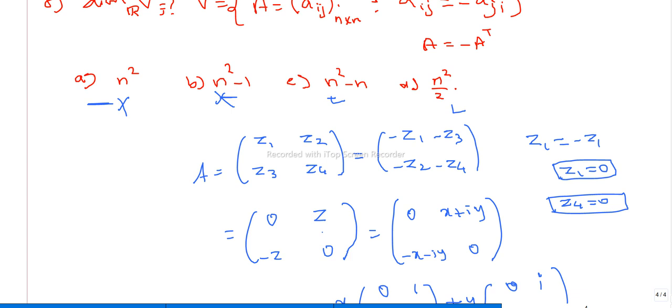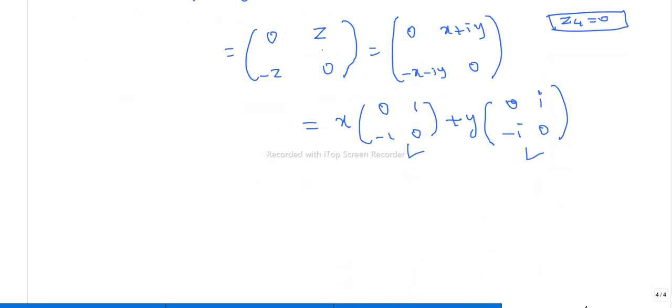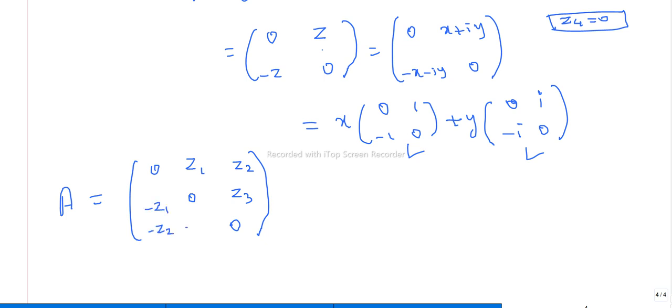Now similarly we can work out the n equal to 3 case. If you take any 3 by 3 matrix A that is skew Hermitian, as I already said, the diagonal should be 0. And if you take some Z1, Z2 and then Z3 above the diagonal, the elements below should be the negatives of these terms. So it should be minus Z1, minus Z2 and minus Z3.